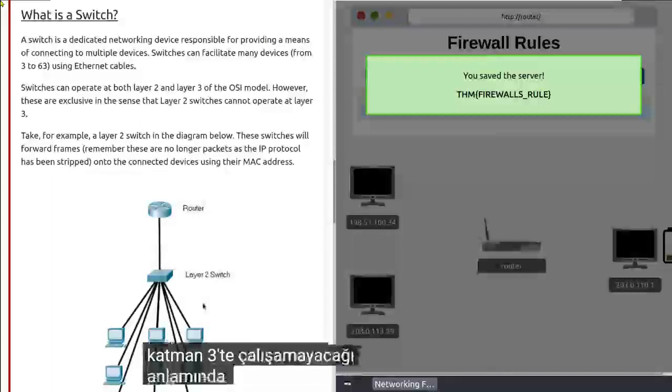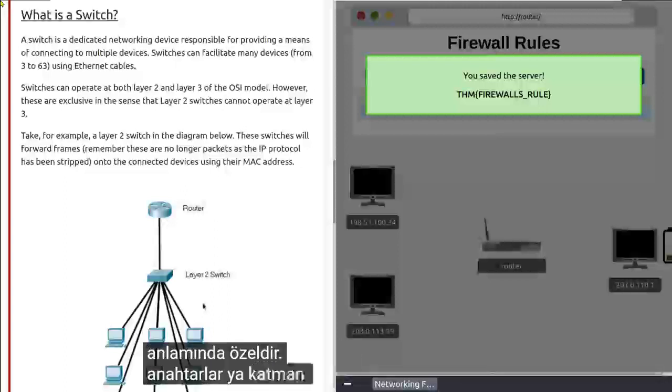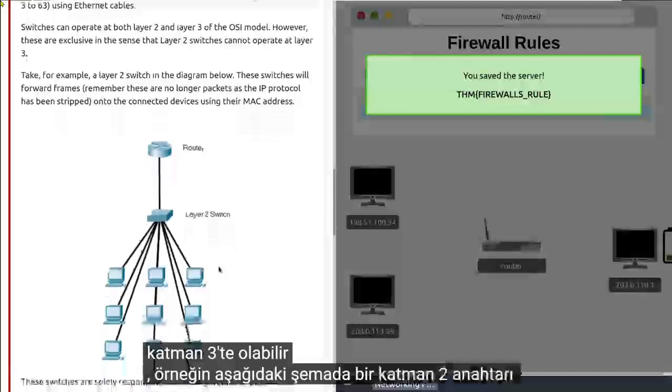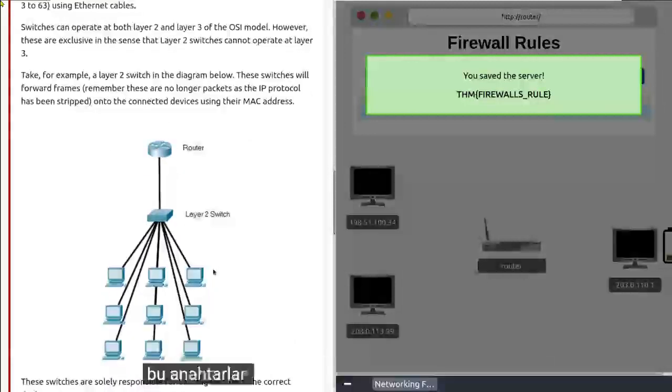Don't worry too much about that right now, just know that switches can either be at layer 2 or layer 3. Take, for example, a layer 2 switch in the diagram below. These switches will forward frames.